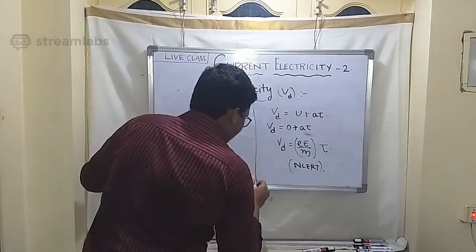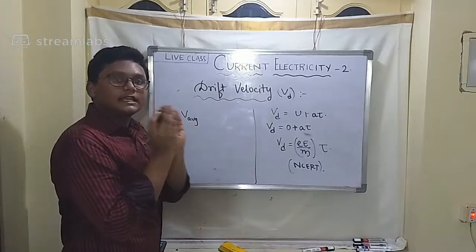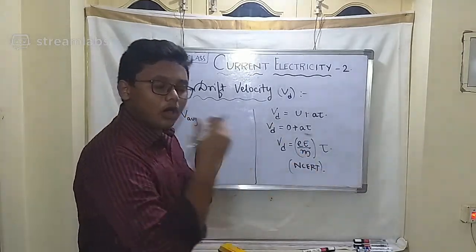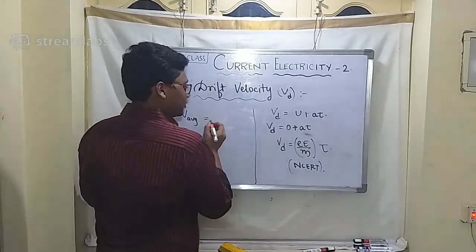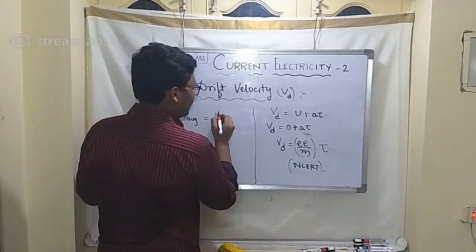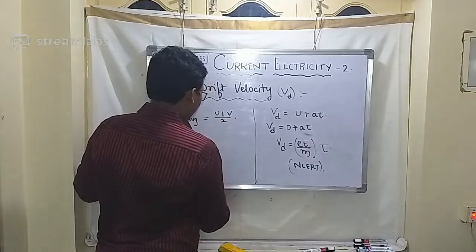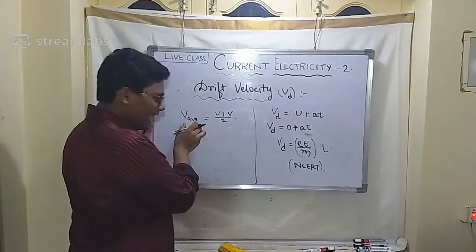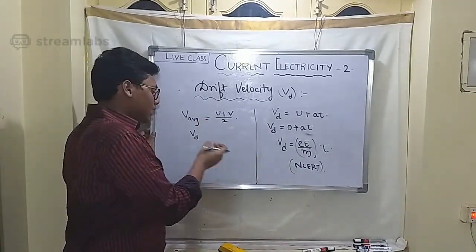See, it will be V average, which means V average is taken as the average drift velocity of all the electrons. Then it will be (u plus v) by 2. Then Vd, the drift velocity, is the average of all electrons.